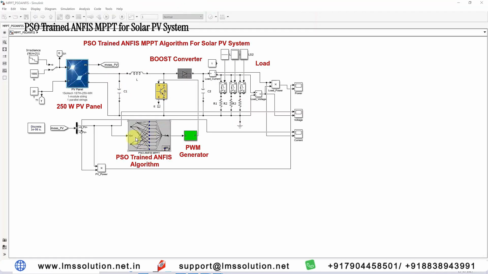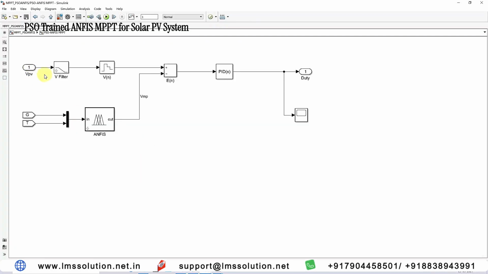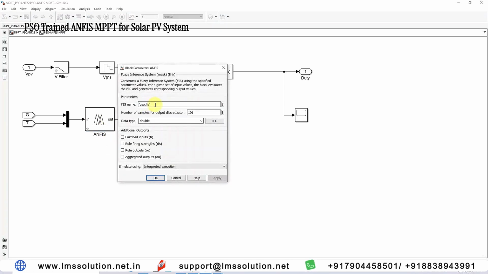Here we are implementing the PSO trained ANFIS algorithm. It receives the PV parameters, that means the actual voltage of the PV panel, and this actual voltage is compared with the PSO trained ANFIS model. Here I'm going to use the PSO file, that means the PSO trained ANFIS file. We already used pso.fis, and the new trained file is pso1.fis.